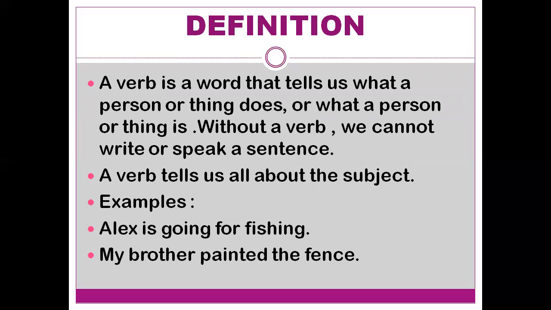A verb is a word which tells us what a person or thing does, or what a person or thing is. Without a verb, we cannot write or speak a sentence. That means that verb is a very important part of English grammar. A verb tells us all about the subject. It tells us what the subject is doing or what the subject is.